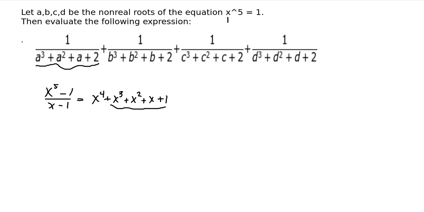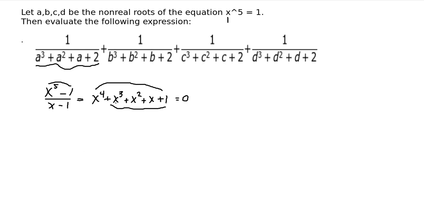This expression is in each and every one of these things. And if we were to plug in a on both sides of this equation, we would get 0. That's the definition of a, and so on for b, c, and d, because they're roots of this polynomial. But they're not just roots of this equation, they're also roots of this one, because obviously the only root of x minus 1 is just 1, and we know that a, b, c, and d are non-real. So each of a, b, c, and d are roots of this equation when it's set to 0.